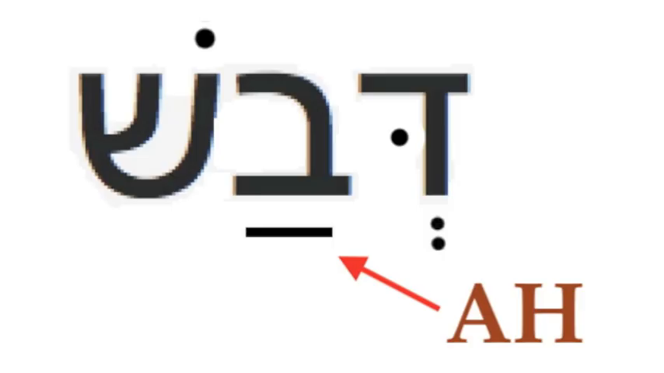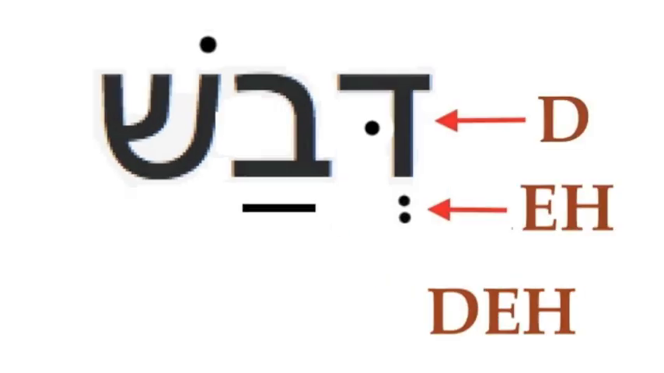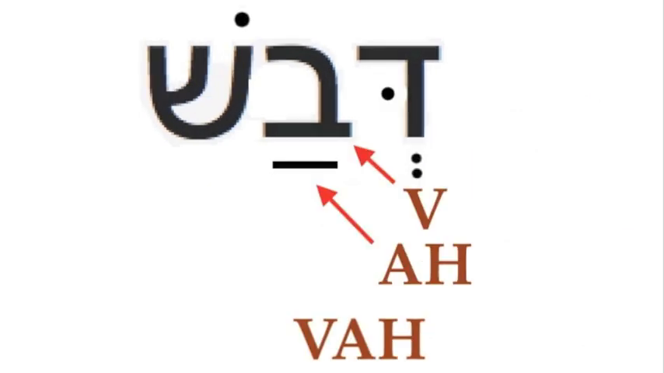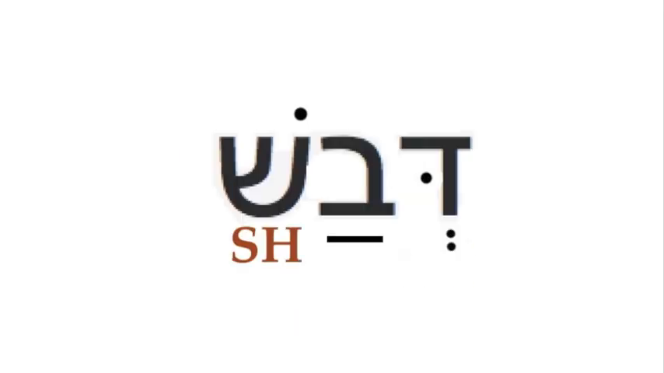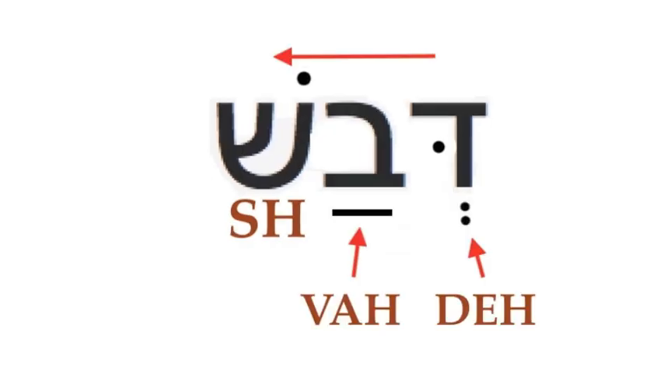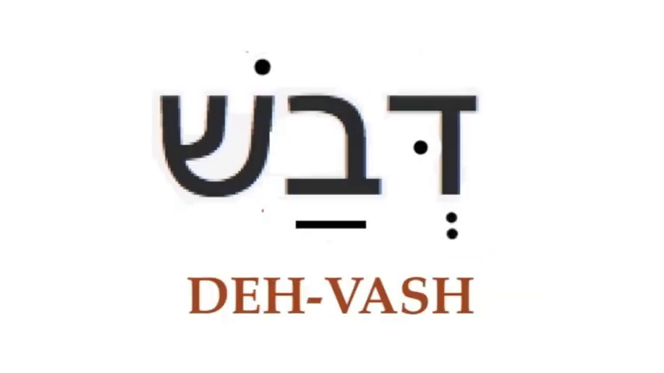So let's put it all together. You begin with the d and eh. Together it's de. The second letter has the v sound and ah vowel. Va. And the last letter we have not had yet, but it's the sh. So we end up with de, va, sh. Devash, honey.